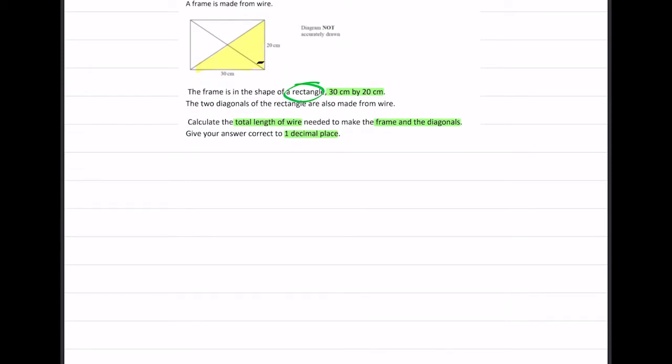How do I know that it's a hypotenuse? How do I know that it's a right angled triangle? Because it says it's a rectangle and the interior angles of a rectangle are 90 degrees. So we know that the diagonal, so I'm going to say D again, the diagonal is the hypotenuse, so D squared is equal to 20 squared plus the other side, which is 30 squared.